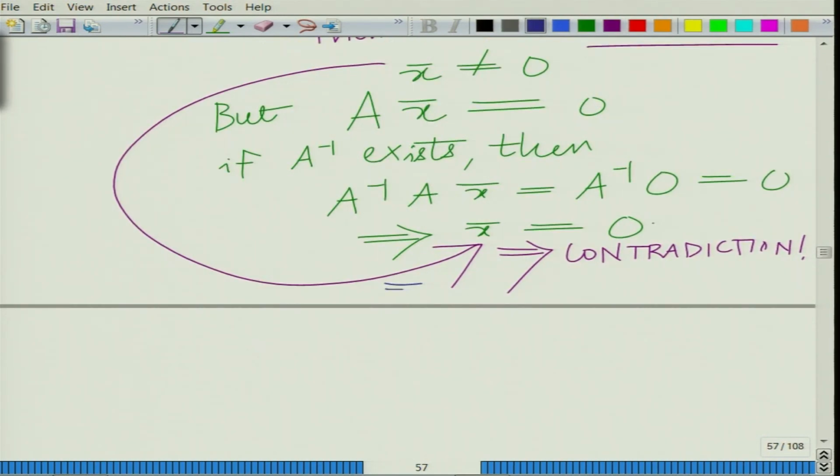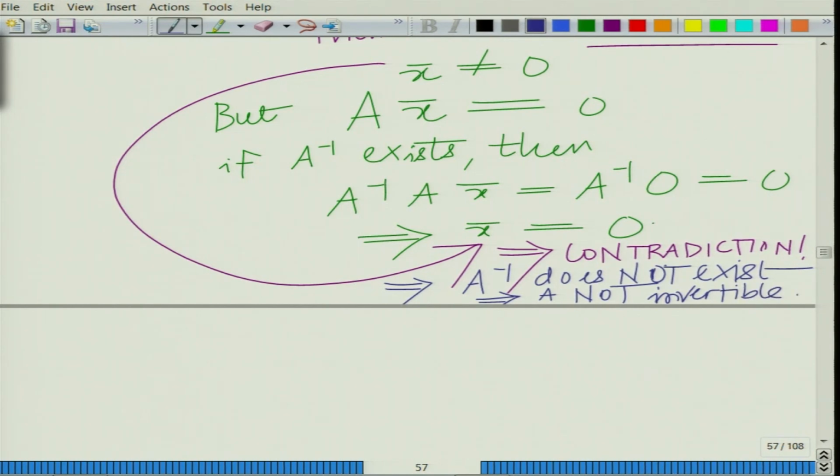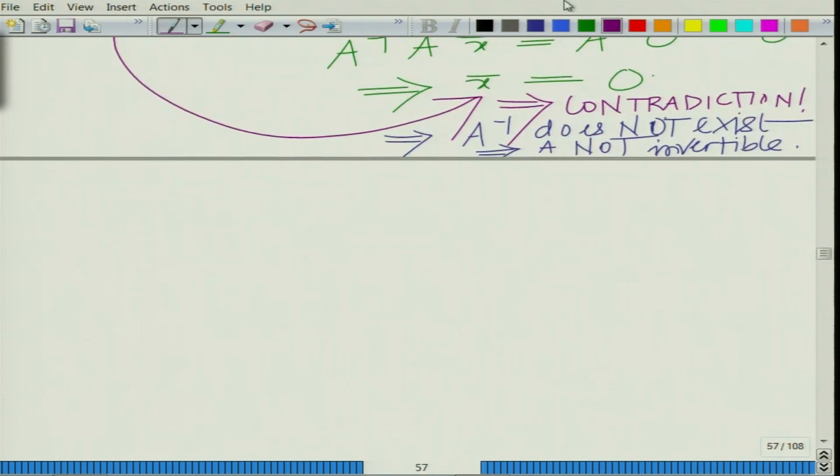Where is the contradiction arising? It arises because we assumed A inverse exists. Therefore, A inverse does not exist, which implies A is not invertible. So, if a square matrix has a non-trivial null space, that is, there is an x bar which is not 0 but A x bar equals 0, then the square matrix is not invertible.